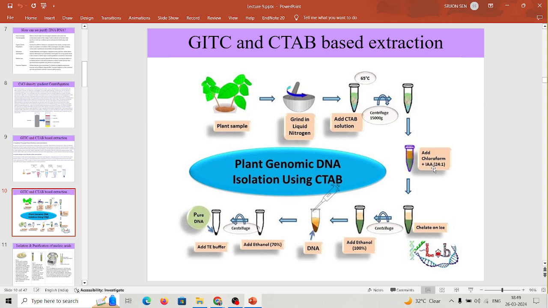So what are chloroform and isoamyl alcohol doing? They are assisting in the phase separation. All the proteins and polysaccharides are present in a separate phase, and in this green phase your DNA will be there, and then you add ethanol. Then once again you add ethanol and centrifuge. You resuspend this, add ethanol, and centrifuge, and pure DNA is obtained, and then you resuspend it using a specific buffer.